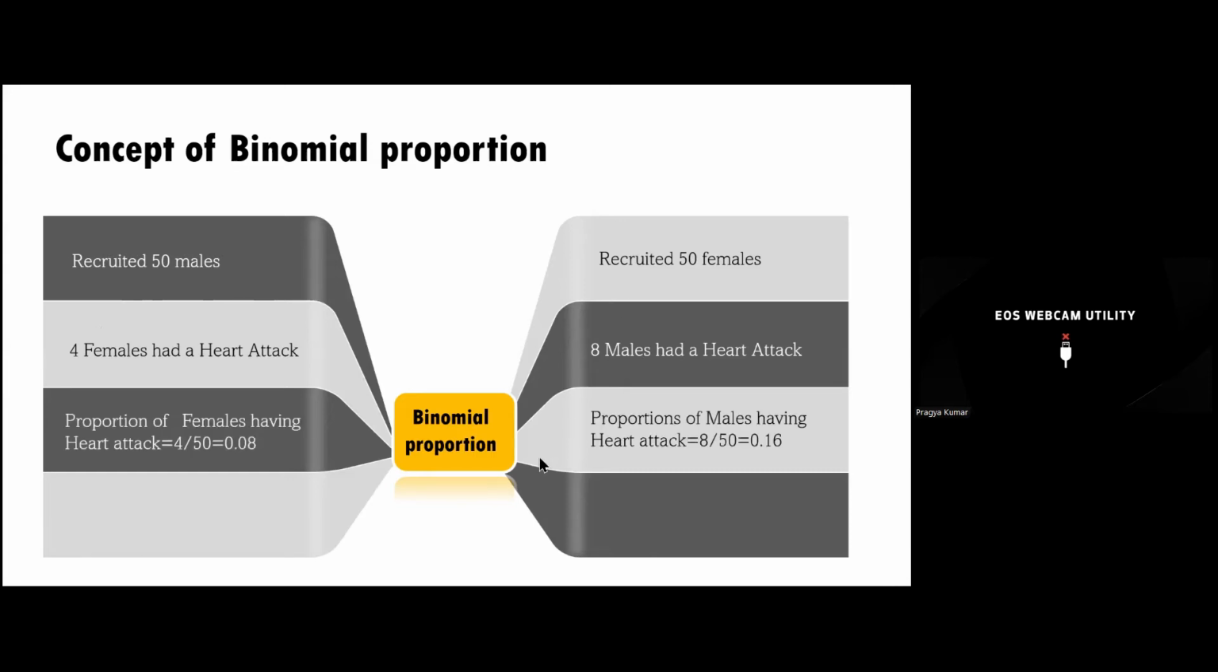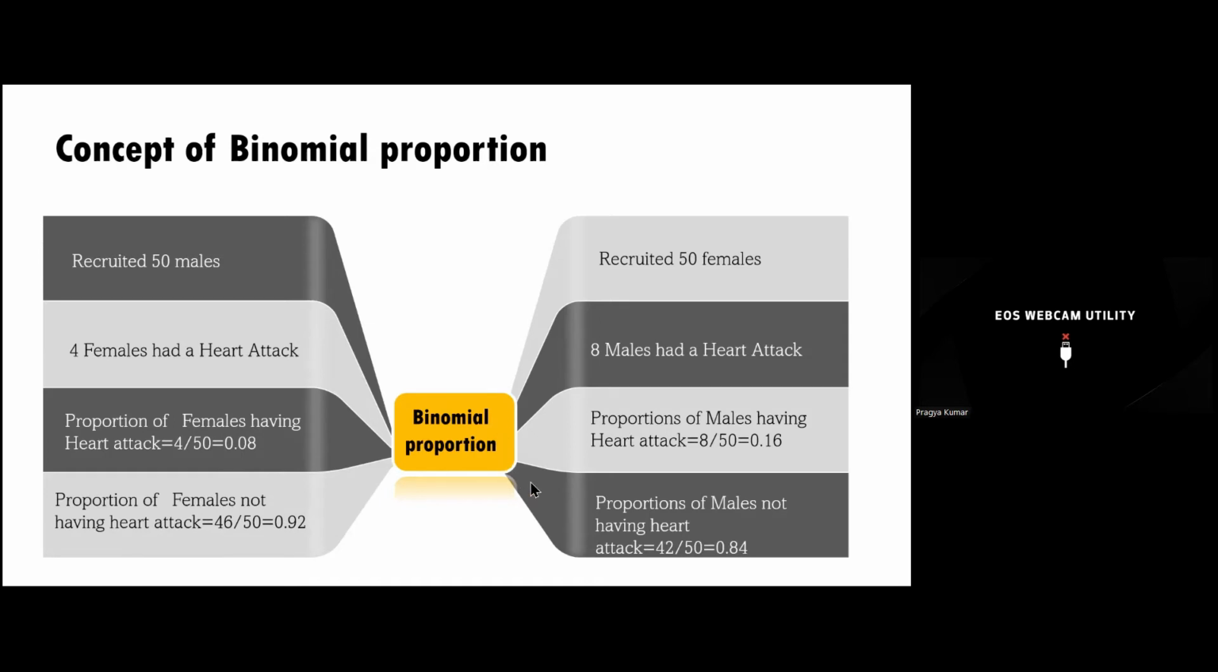Then the proportion of females having heart attack is 4 by 50, so it will be 0.08. Similarly, the proportion of males having heart attack will be 8 by 50, so it will be 0.16. Now, what will be the other proportion? Having something and not having something. Not having something would be 46 by 50, or you can deduct 0.08 from 1. So 92% will be the proportion of females not having heart attack. Similarly, 84% will be the proportion of males not having heart attack.